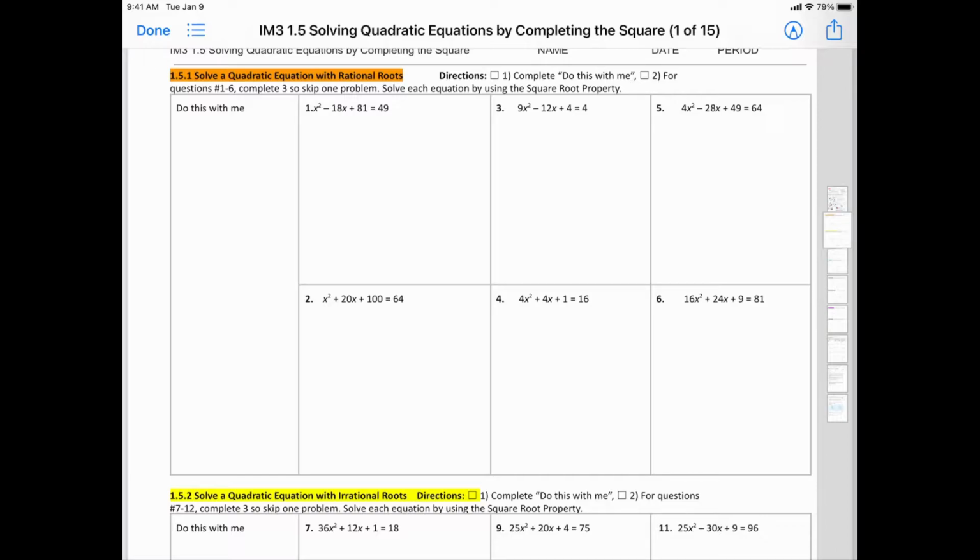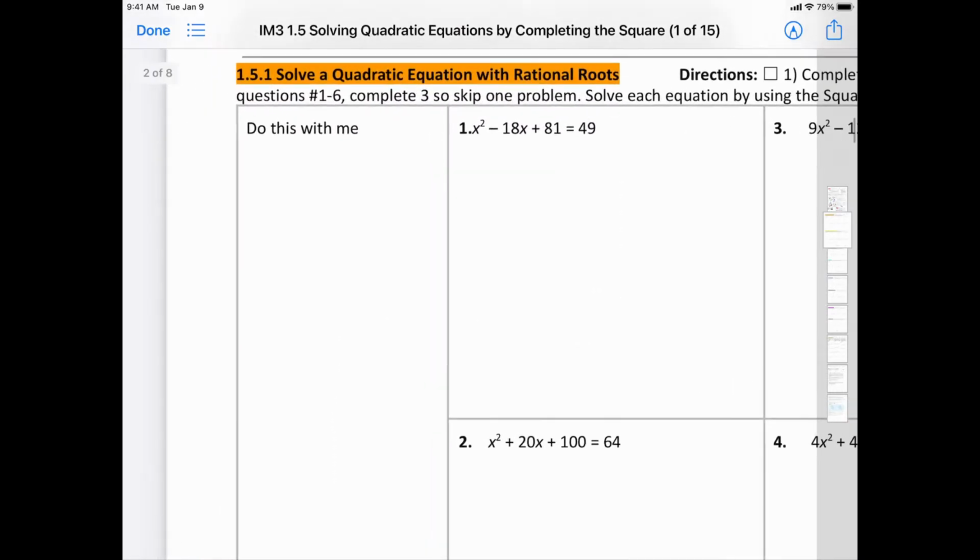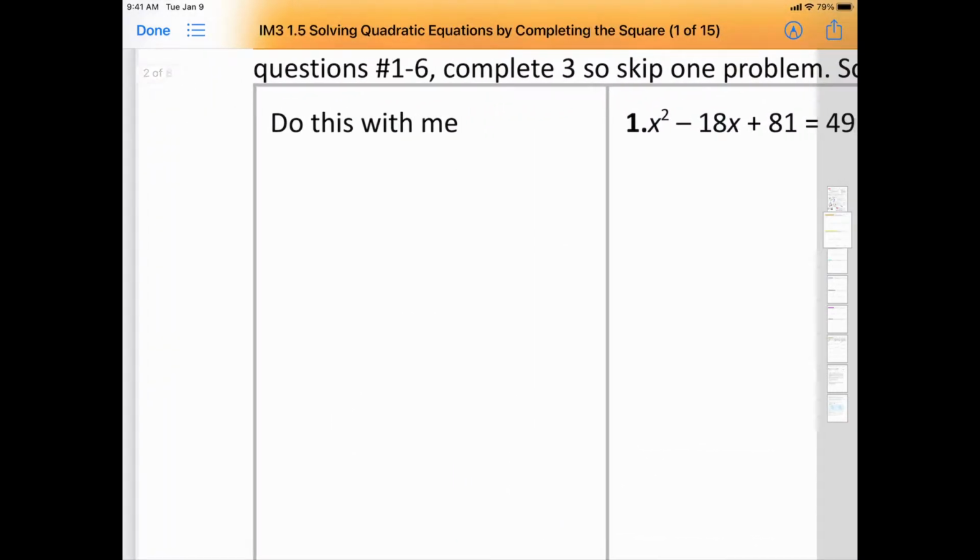Hey guys, let's go over 1.51, solving a quadratic equation with rational roots. Alright, let's go ahead and do this with me, this problem right here.